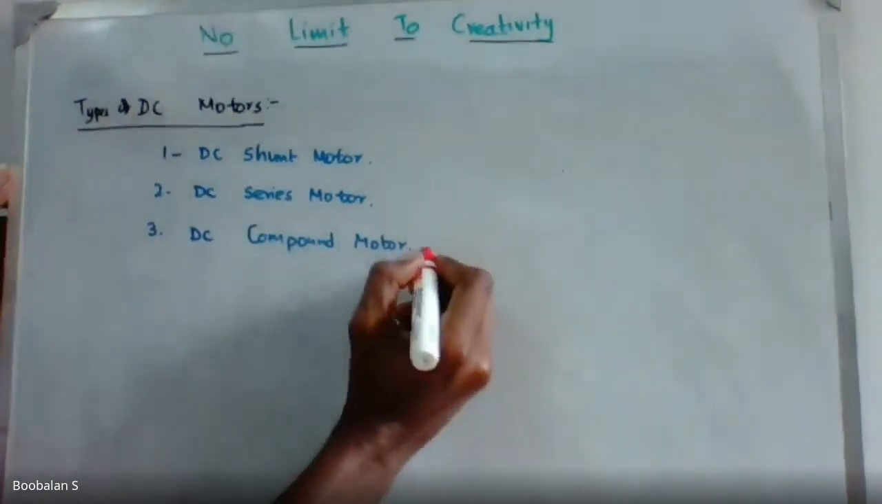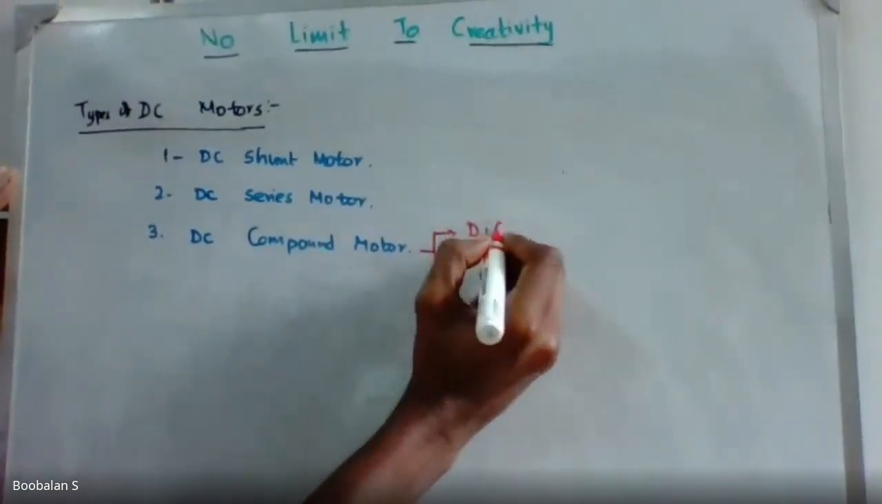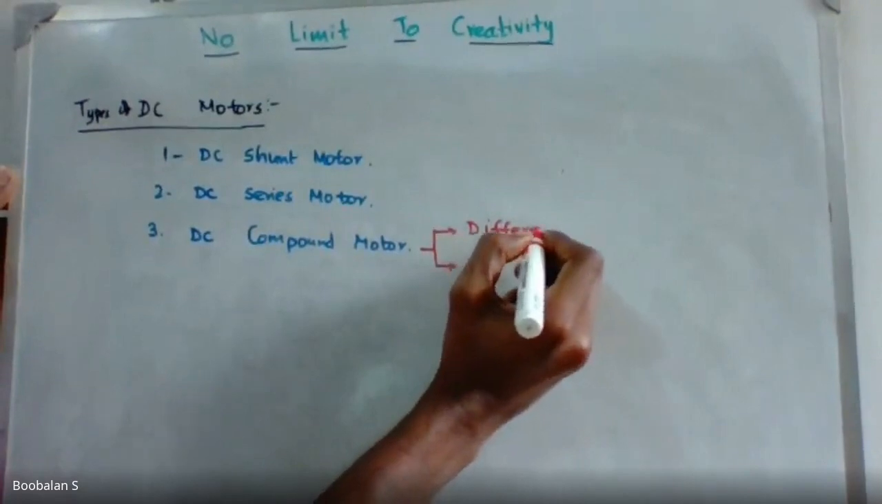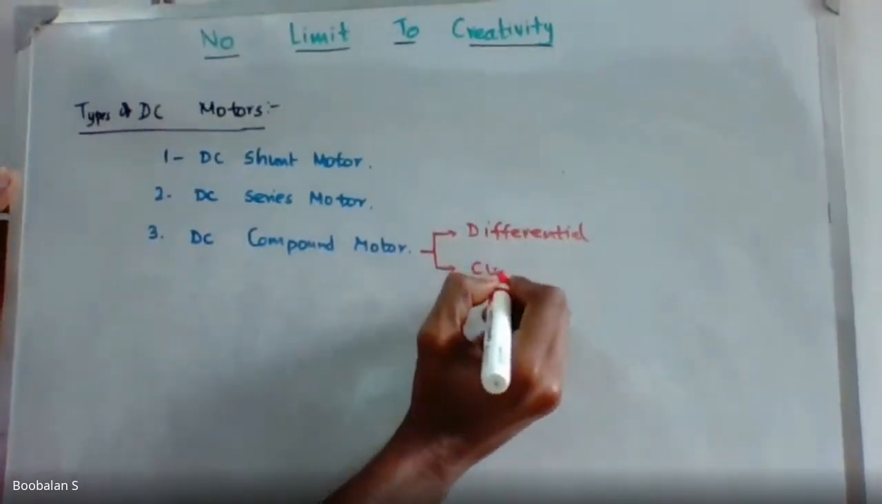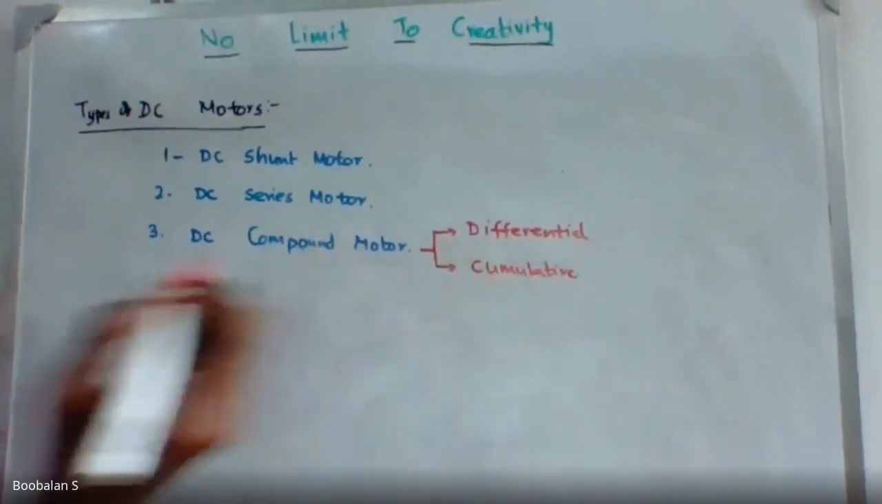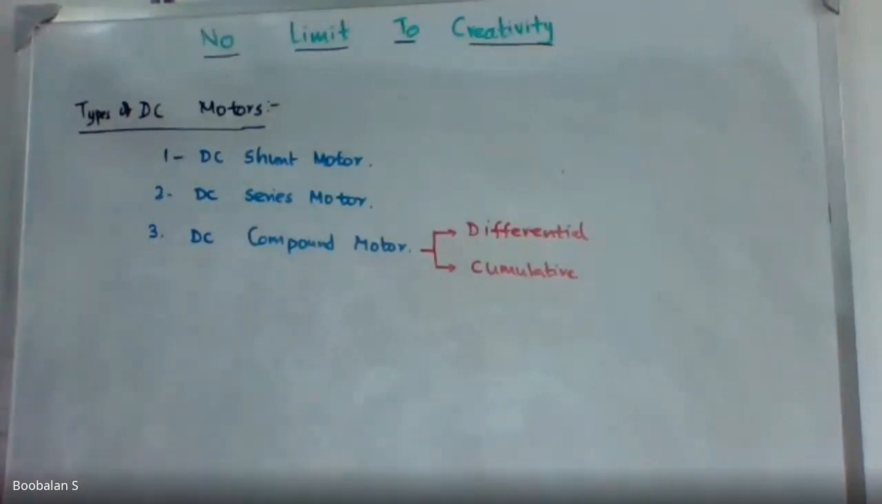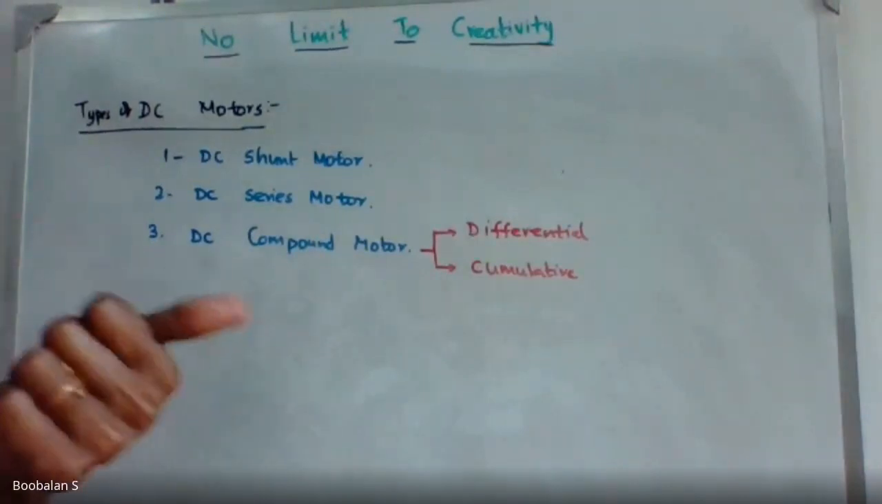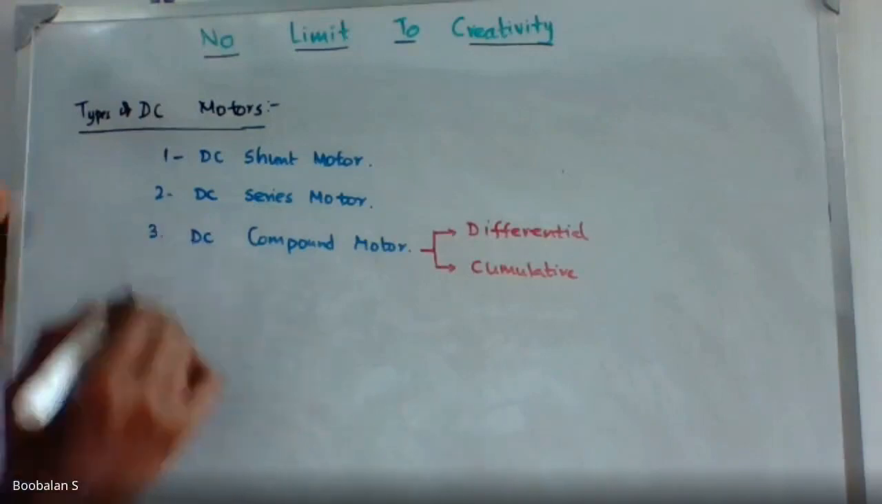In the DC compound motor, there are two concepts: differential DC compound motor, which we will discuss later, and cumulative DC compound motor. So in the DC compound motor, we have two subdivisions, differential as well as cumulative, which we'll discuss. Before that, I'm going to explain why it's called a DC shunt motor.